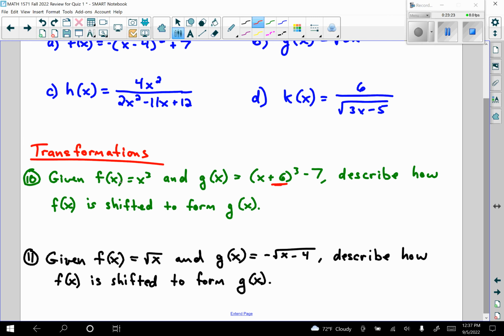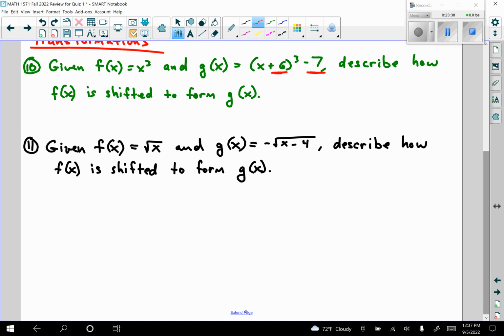So this is telling us to go from f of x to g of x. This is only one way to word it. F of x needs to shift 6 units to the left, and then this minus 7 is 7 units down. And those are the only 2 transformations taking place for f of x.